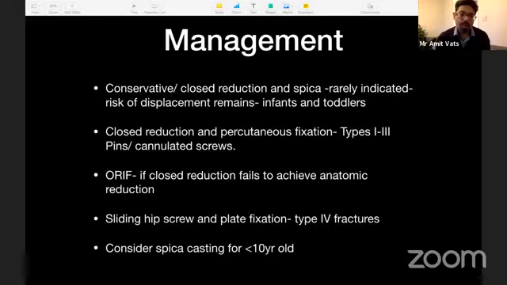Closed reduction can again be performed with certain maneuvers, which are gentle traction, abduction, and internal rotation. And that should reduce the fracture. However, if the fracture fails to reduce with closed technique or you are unable to achieve a near anatomical reduction, then an open reduction may be indicated.